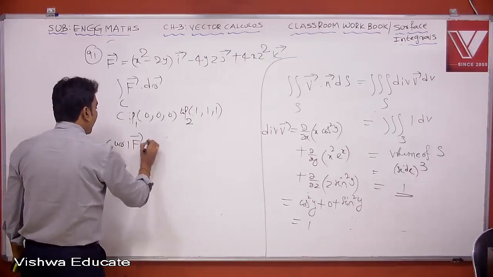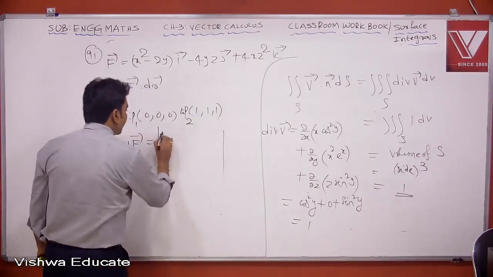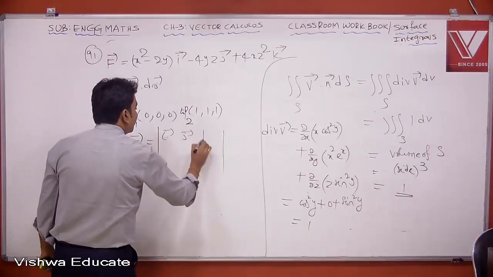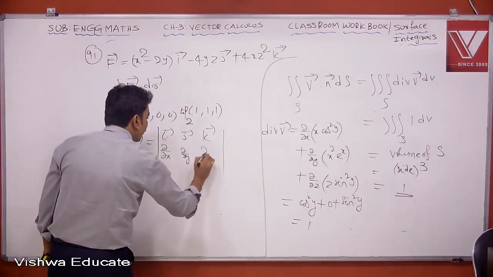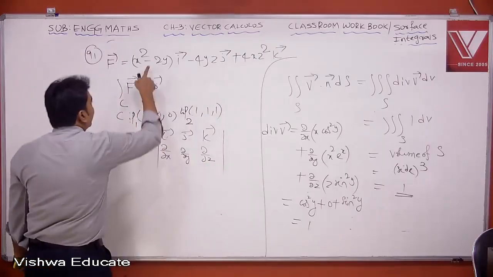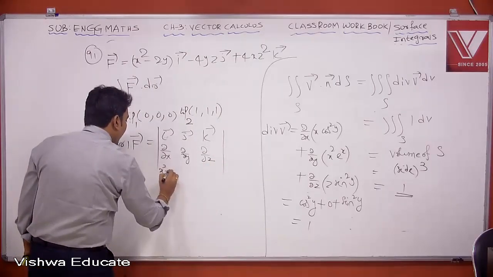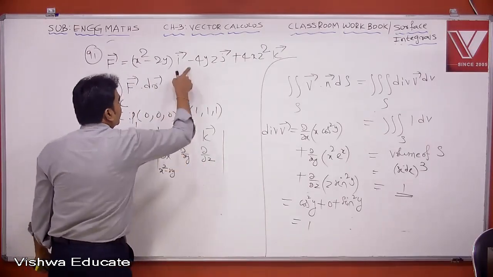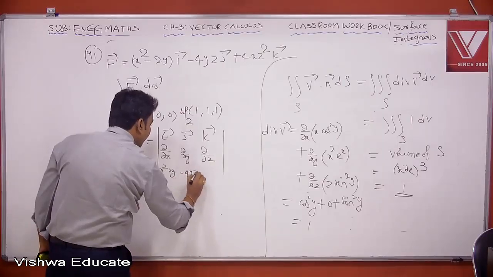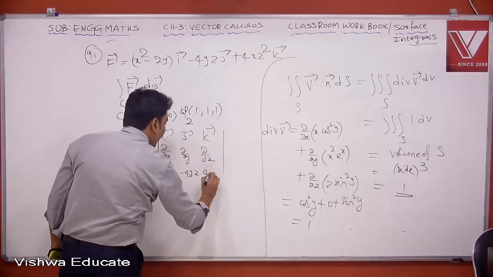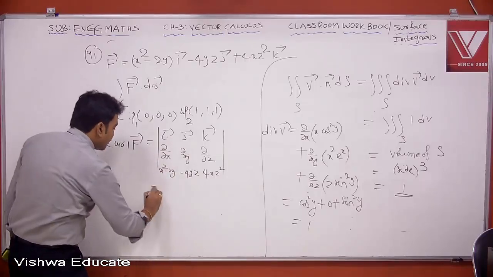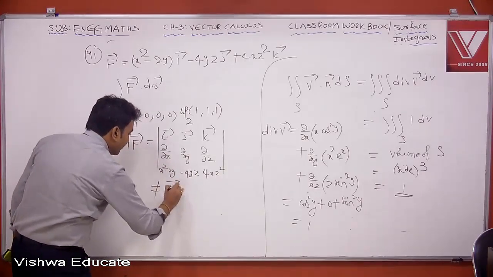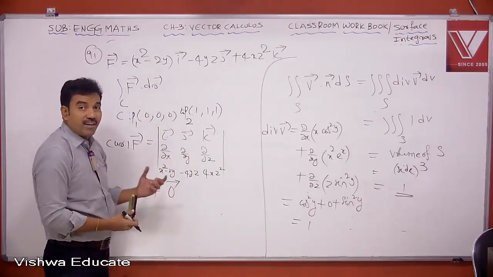So curl f bar equals the determinant with I bar, j bar, k bar, partial derivatives dou by dou x, dou by dou y, dou by dou z. The I bar component is x square minus 2y, this is minus 4yz, and this is 4xz square. When you simplify this, you won't get a null vector. Now this is quite interesting.